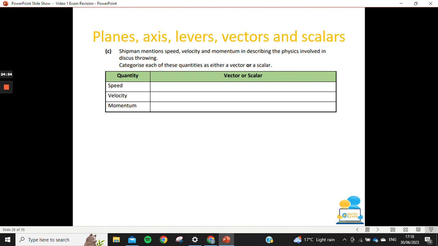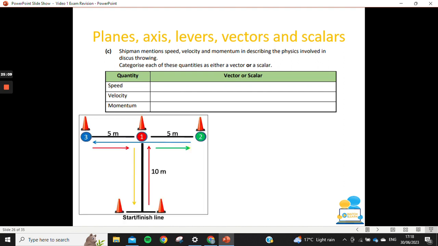The third part of this question then relates to vectors and scalars questions again. They're asking us to identify whether speed, velocity, and momentum are vectors or scalar quantities. In order to picture this, we're going to look at the t-test, which is a common test completed as part of the physical activity project, and use it as an example to look at the speed, the velocity, and the momentum.